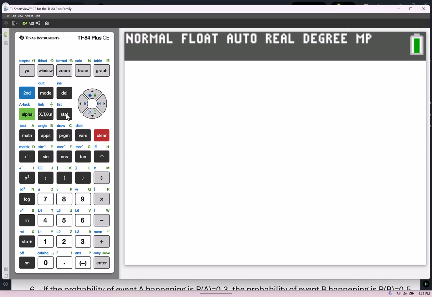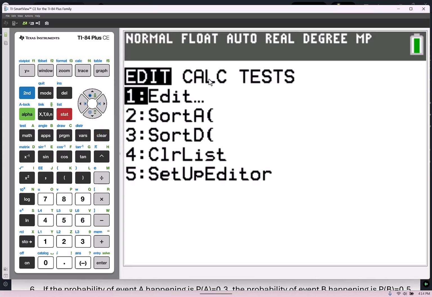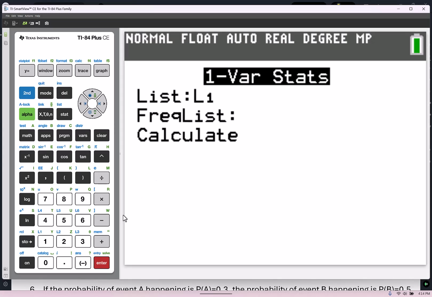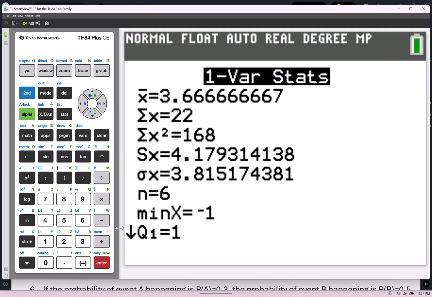Let me clear this. All right, here's what you're gonna do. Ready? Push that. Go to CALC. That stands for calculate. And it's the very first one, variable statistics. Push enter, and it's going to say list L1, frequency list, leave it alone, calculate, enter. And okay, there it is. Well, it's not in there, but if I scroll down, it will be, I hope.